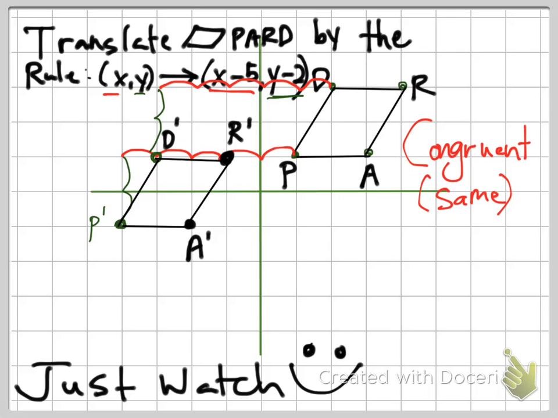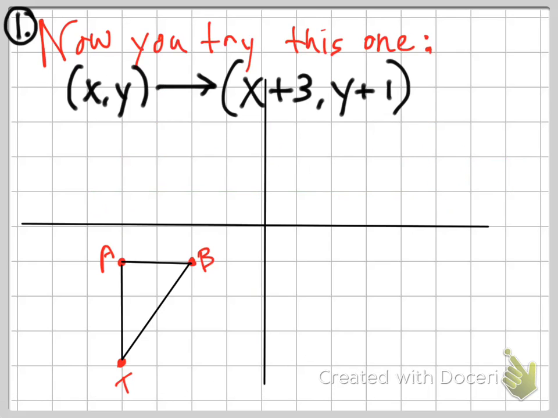Alright, next slide you get to try. So right now is where you want to push pause and give this a shot by yourself. Write it down on your graph paper. And when you're done with this video, you're going to show me your paper and I'll tell you if you're right or not. I'll check it. Alright, so right now hit pause and try this problem.